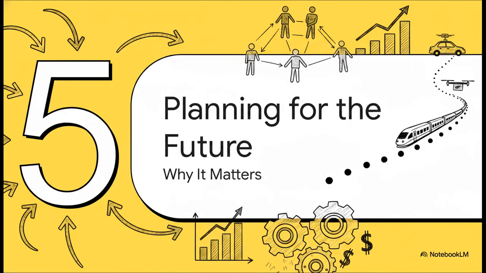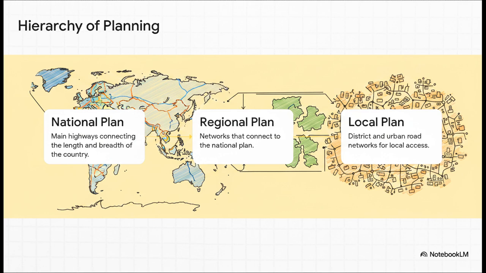Okay, so we've got the components, the different jobs, and the history. But where the rubber really meets the road, pardon the pun, is in planning for the future. A country's entire development, its economy, its society, it is all directly tied to how well it plans its transportation. And good planning isn't random, it's structured, kind of like a pyramid. At the very top, you have the national plan. These are the huge highways, the main arteries of the country. Feeding into those are the regional plans, which connect major cities and areas. And at the base, you have the local plan, which makes sure every little town and neighborhood is connected to the bigger system. It's a top-down approach that makes sure the whole thing works as one giant connected machine.